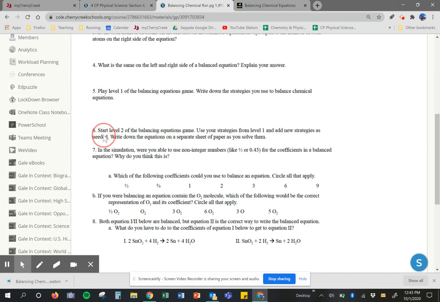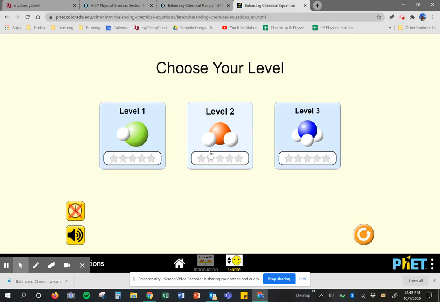Number 6, start level 2. Use your strategies from level 1 and add down new strategies. Write down the equations on a separate sheet of paper as you solve them. Here's the thing. You don't need to write those down. Go here and go to level 2. I want to see 5 stars.